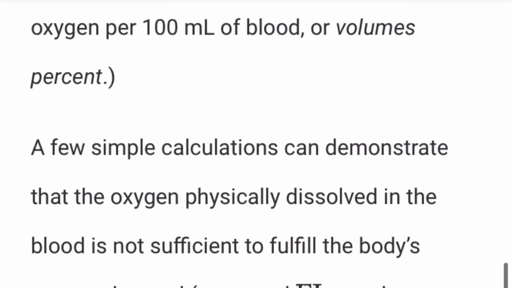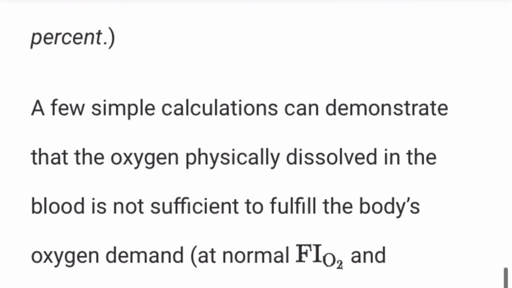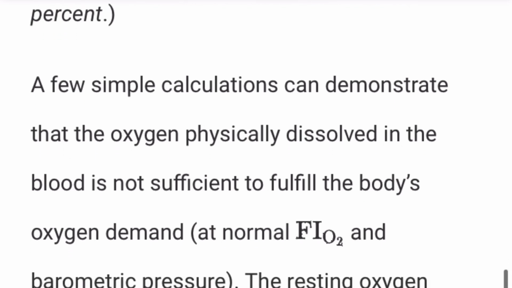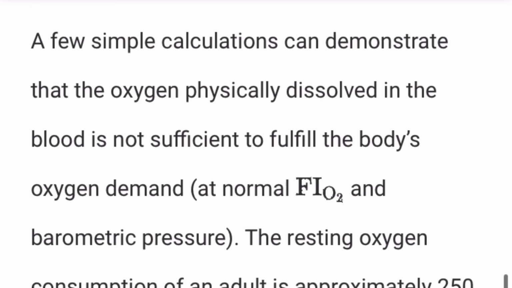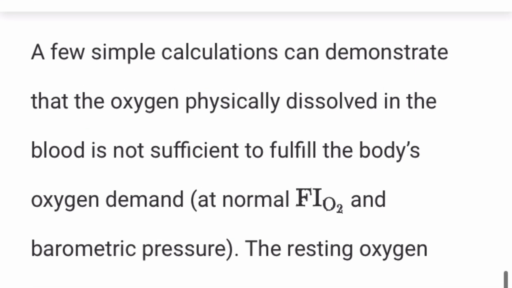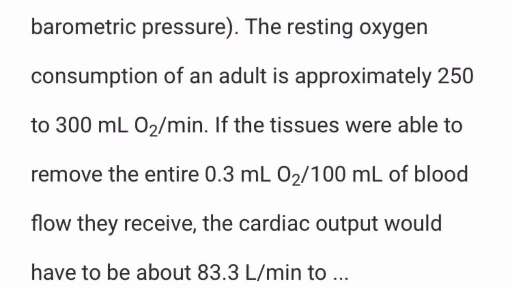A few simple calculations can demonstrate that the oxygen physically dissolved in the blood is not sufficient to fulfill the body's oxygen demand. At normal FiO2 and barometric pressure, the resting oxygen consumption of an adult is approximately 250 to 300 milliliters oxygen per minute.